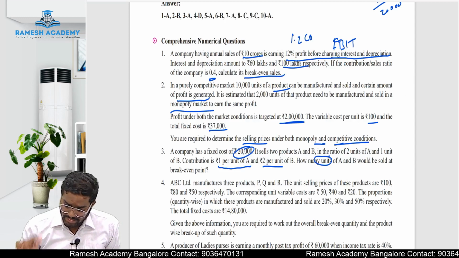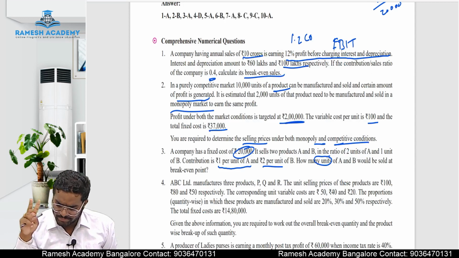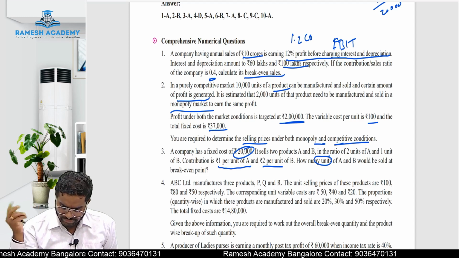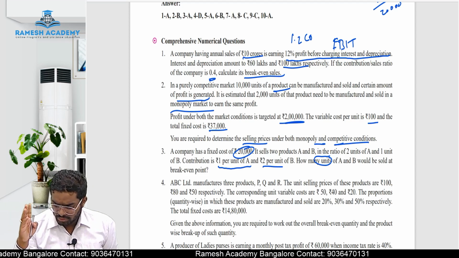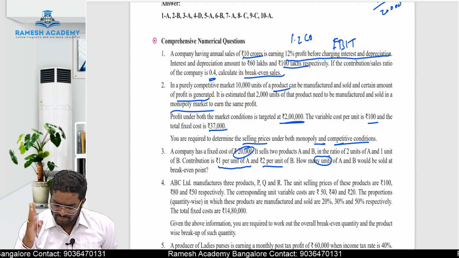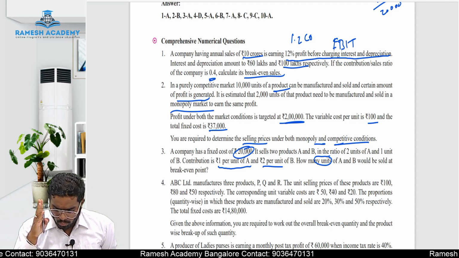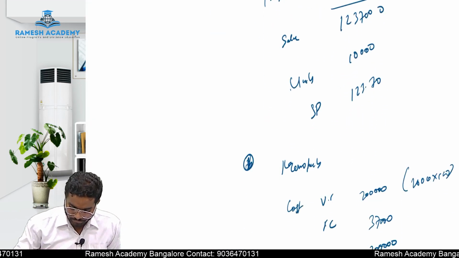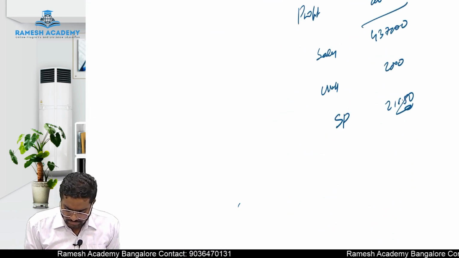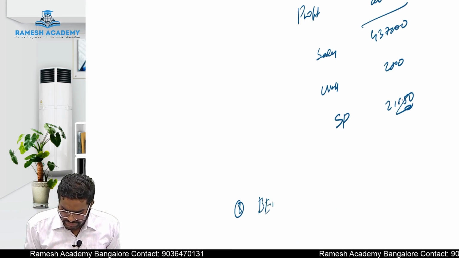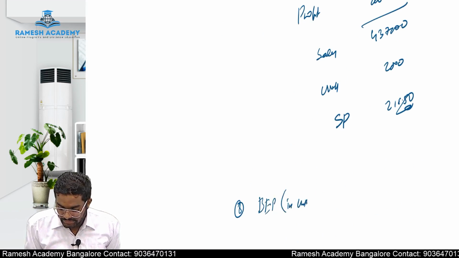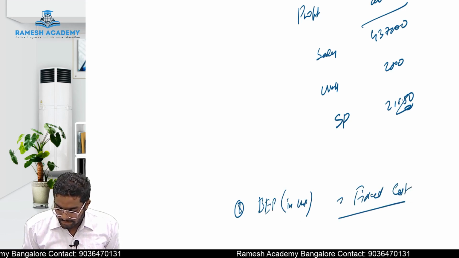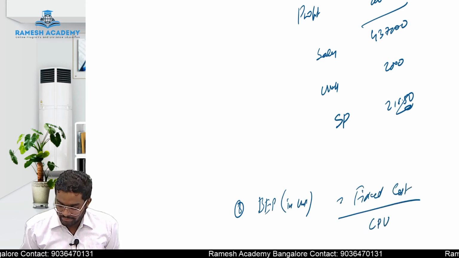But here we have two items. One is A, one is B: 2 units of A and 1 unit of B. Simple. So multiply 2 units into 1 per unit and multiply 1 unit and 2 rupees. See, this question is like this. We have to calculate BEP in units, so my formula would be fixed cost divided by contribution per unit.